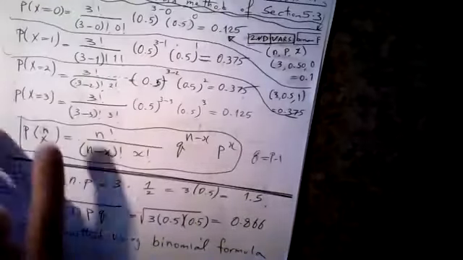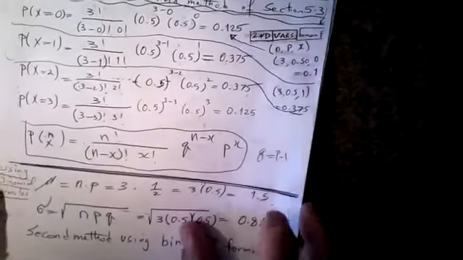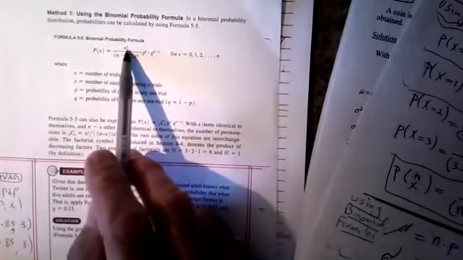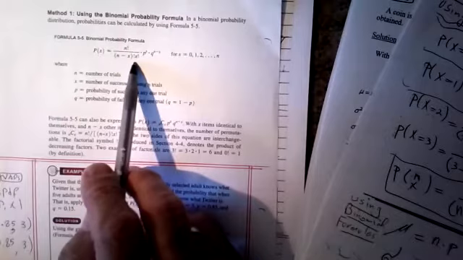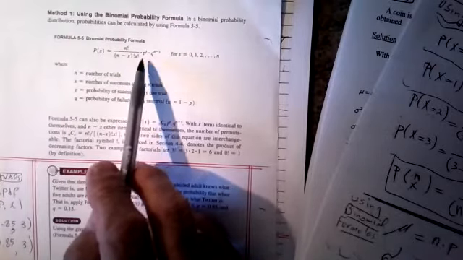Okay, all right. Let's discuss this formula here. In this formula, n is the number of trials, x is how many, the probability you're looking for. And p is what we call the probability of success, and q is always 1 minus p. Okay, so let's look at this example.